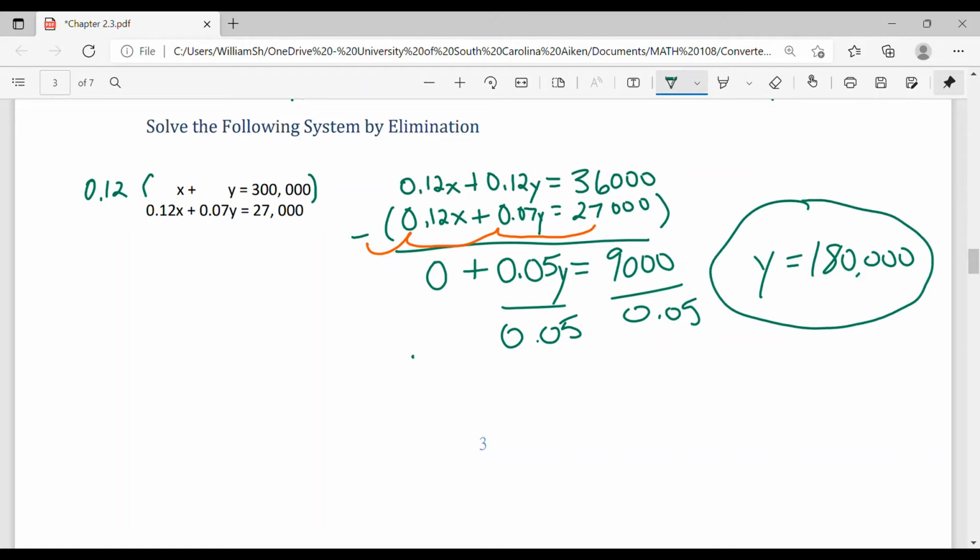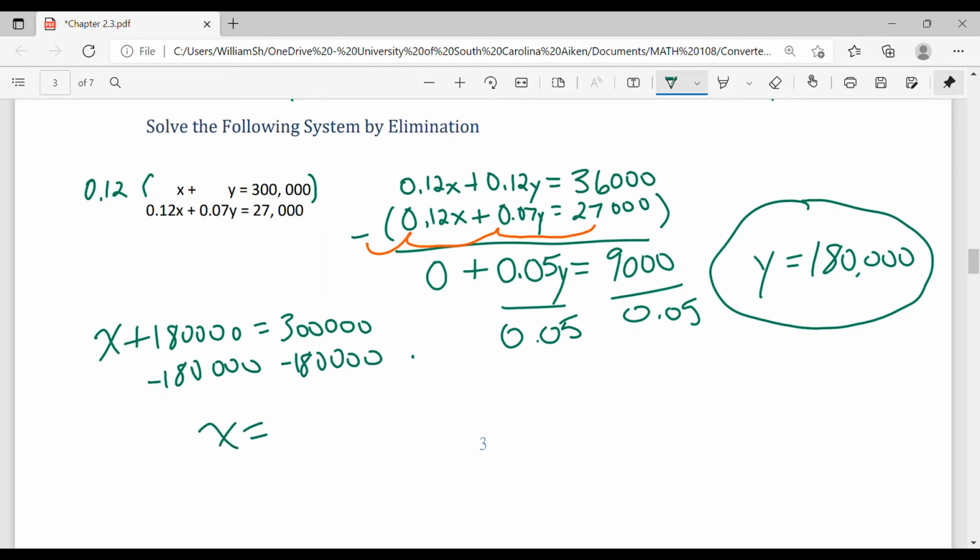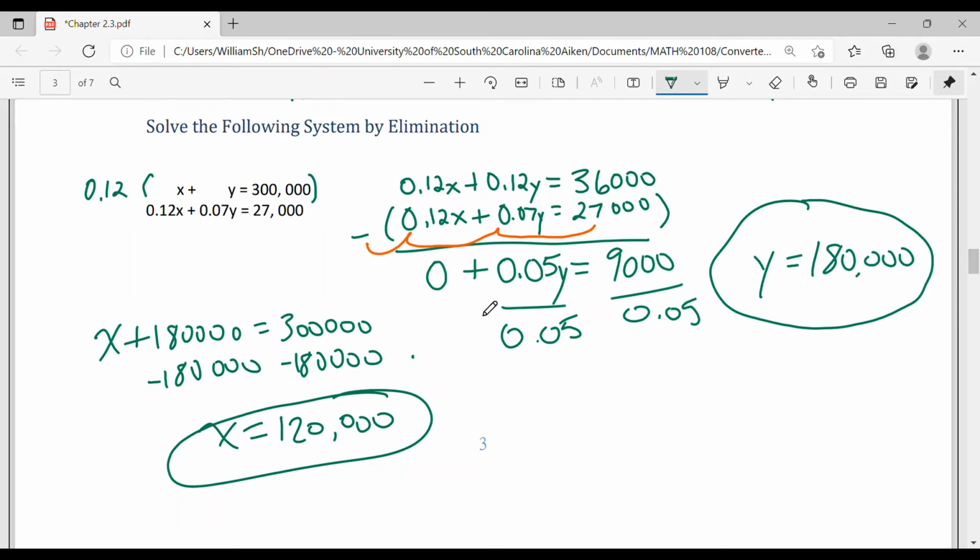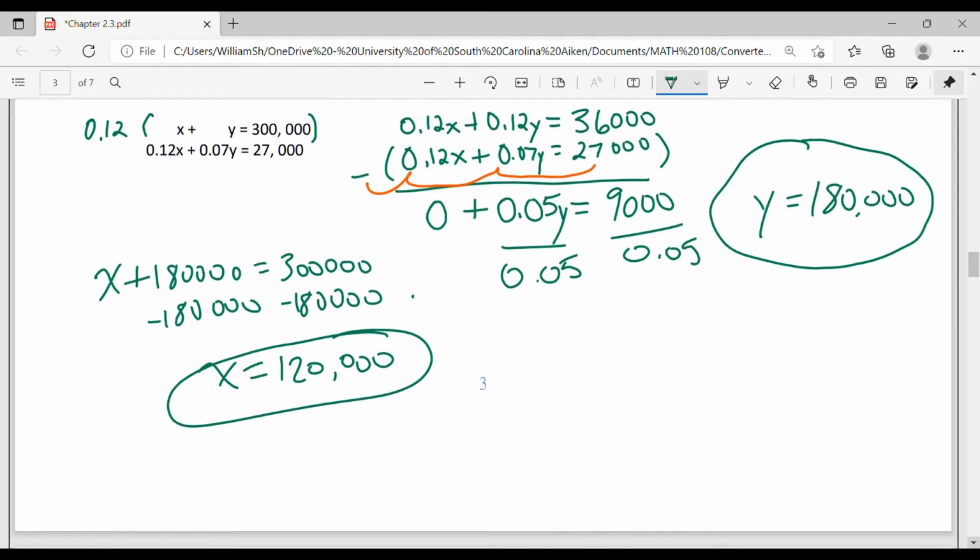Now we want to come over here and solve for our x. And you can plug it in either of them if you want to. I'm going to plug it in the first one because that's the most simple one. So x plus 180,000 equals 300,000. So obviously just got to subtract 180,000 on both sides. And that leaves me with an x value of, I believe, 120,000. And we're good to go. Solved it by elimination. Something that looks a little complicated turned out pretty easy, to be honest.